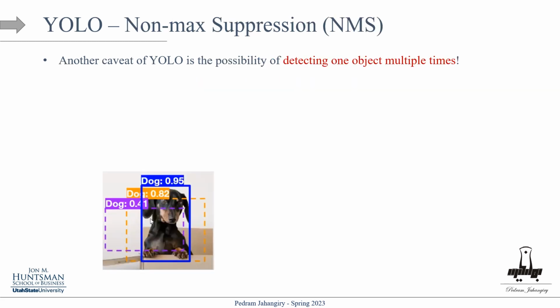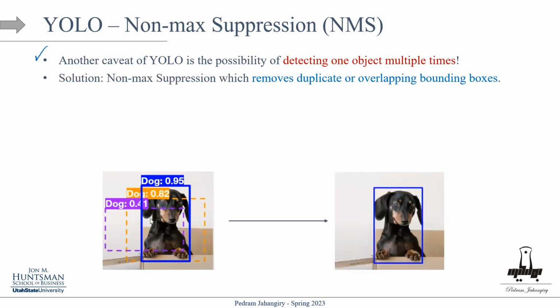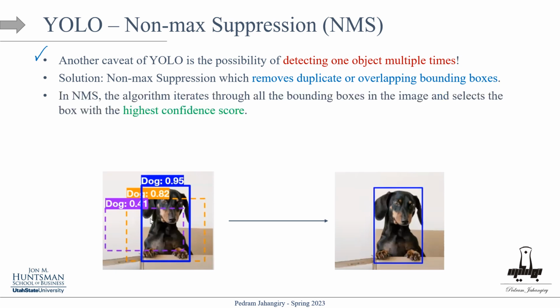Another caveat of YOLO is the possibility of detecting one object multiple times. This is happening simply because we are using multiple bounding boxes, right? So what is the solution? The solution is non-max suppression, or NMS, which removes duplicate or overlapping bounding boxes. Let me show you an example. Imagine this is an input image, and we have a bounding box like this that is going to come up with a score for whether it is a dog or not. Maybe the score is lower.